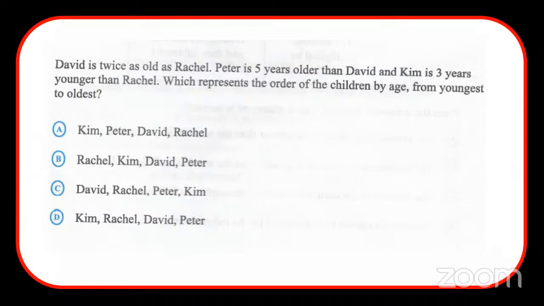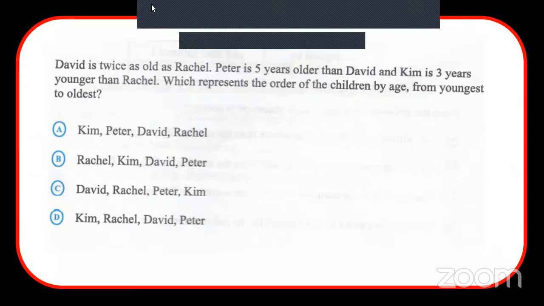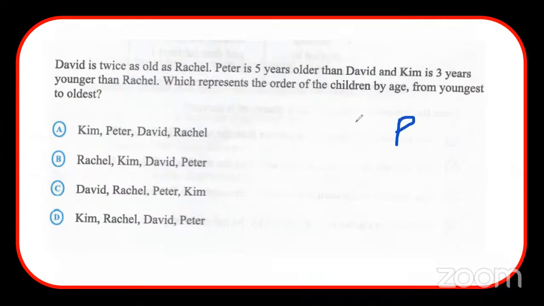Sorry, guys. So here we know that Peter is older than David because he's 5 years older than David, and David is twice as old as Rachel. So first we can see that Peter is older than David. So I'm going to put P for Peter based on what we're seeing. I'm going to put David here because David is twice as old as Rachel, but is 5 years younger than Peter.